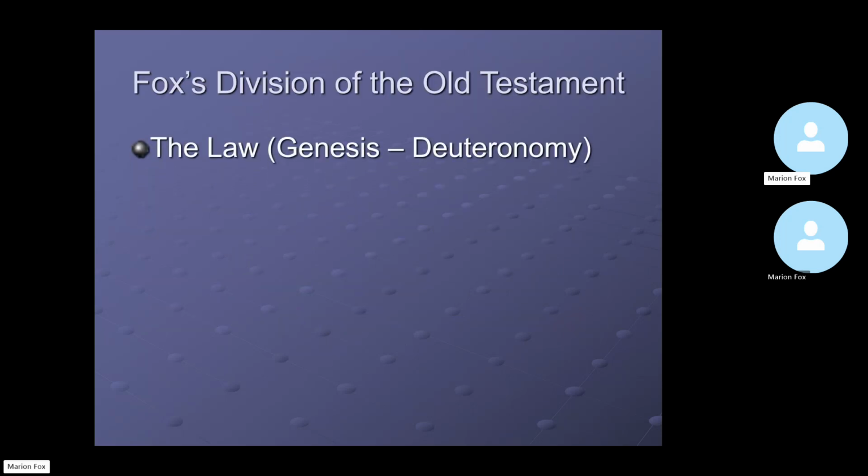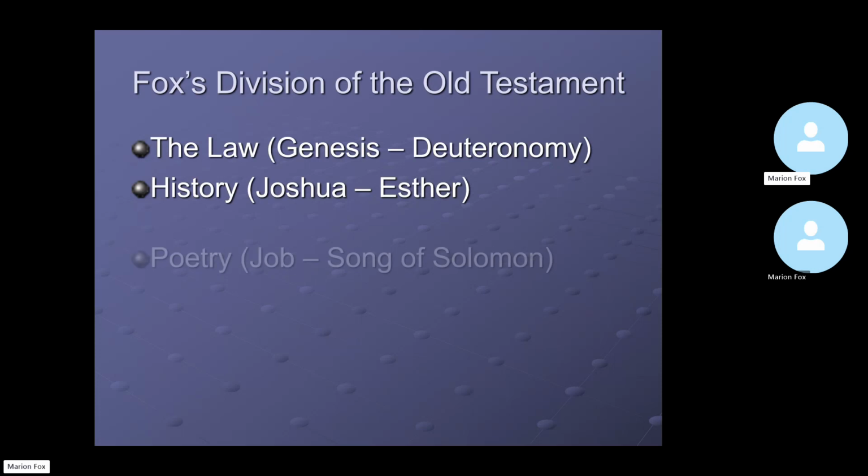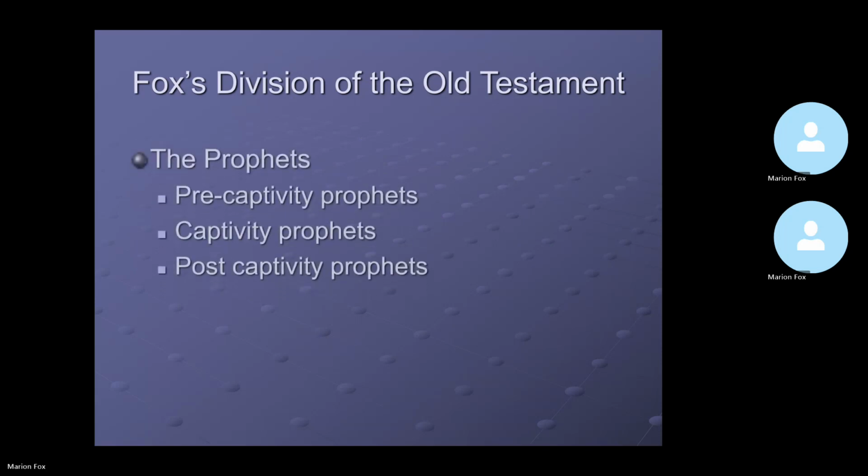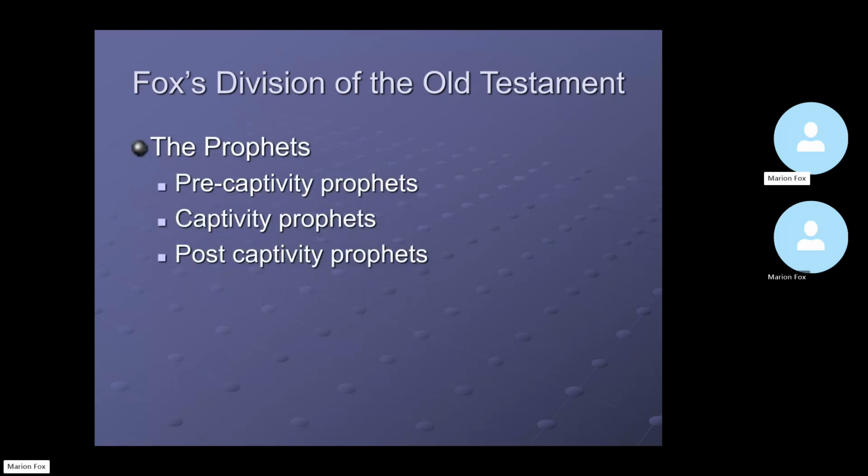Divided differently. I divided law, Genesis through Deuteronomy, and history, Joshua through Esther, same as we have, Job through Song of Solomon, poetry, so there's no change there. But we get to the next slide and you'll see how I divide the prophets. I divide the prophets up into 3 categories here. There are pre-captivity prophets, captivity prophets, and post-captivity prophets.